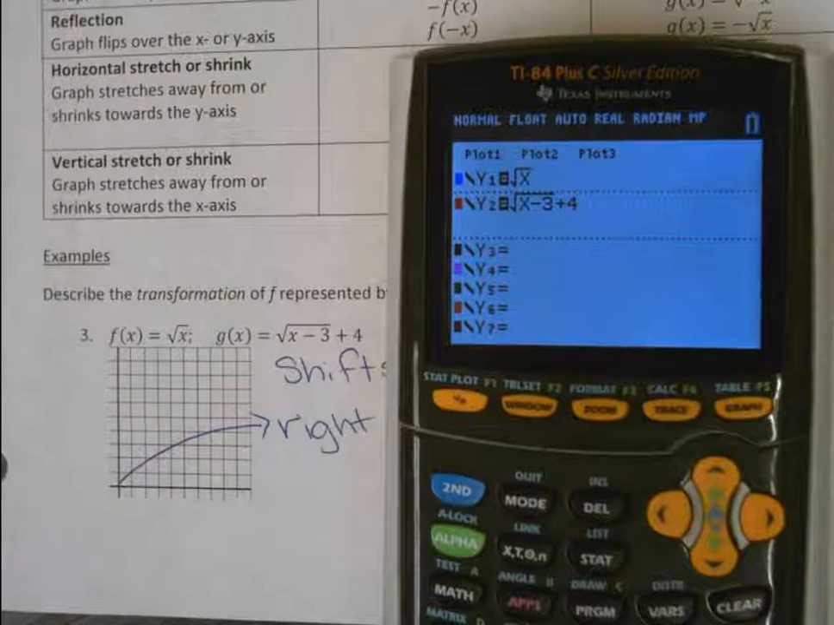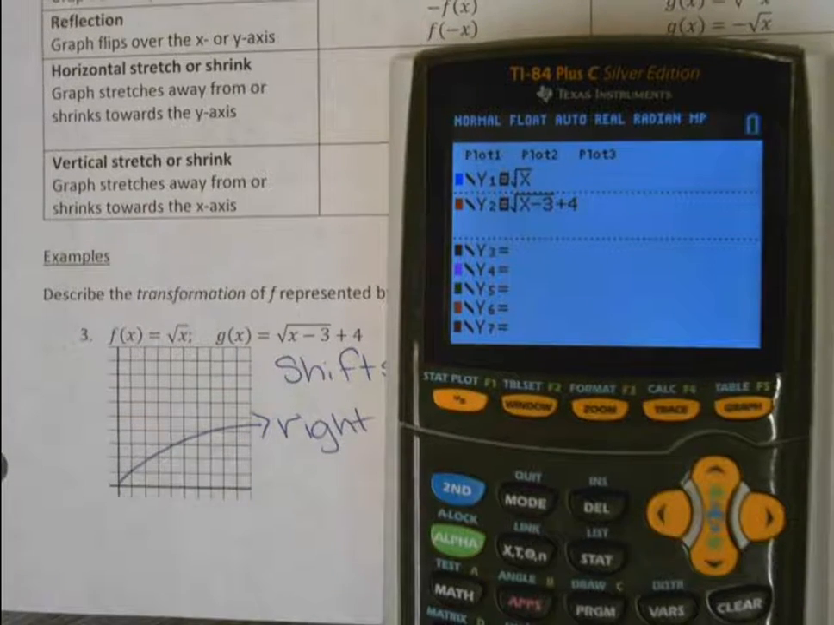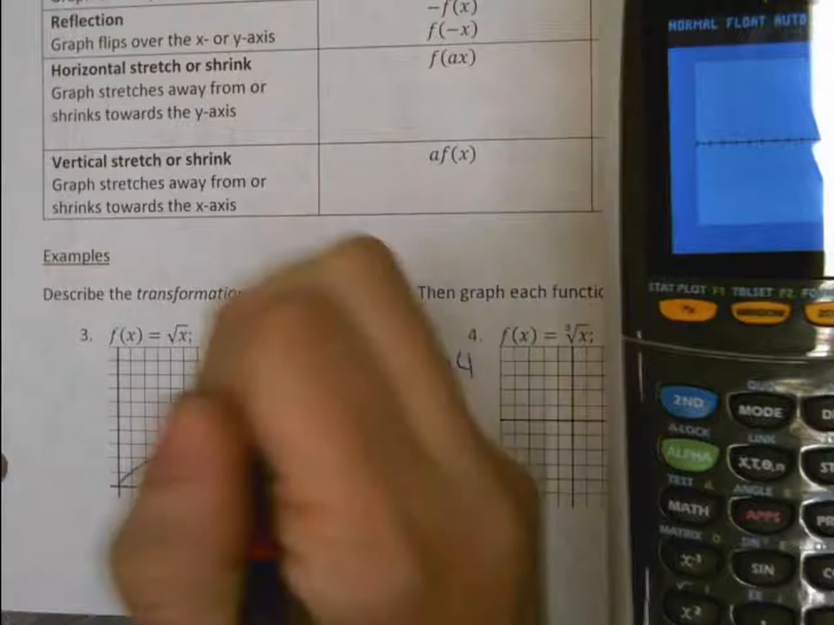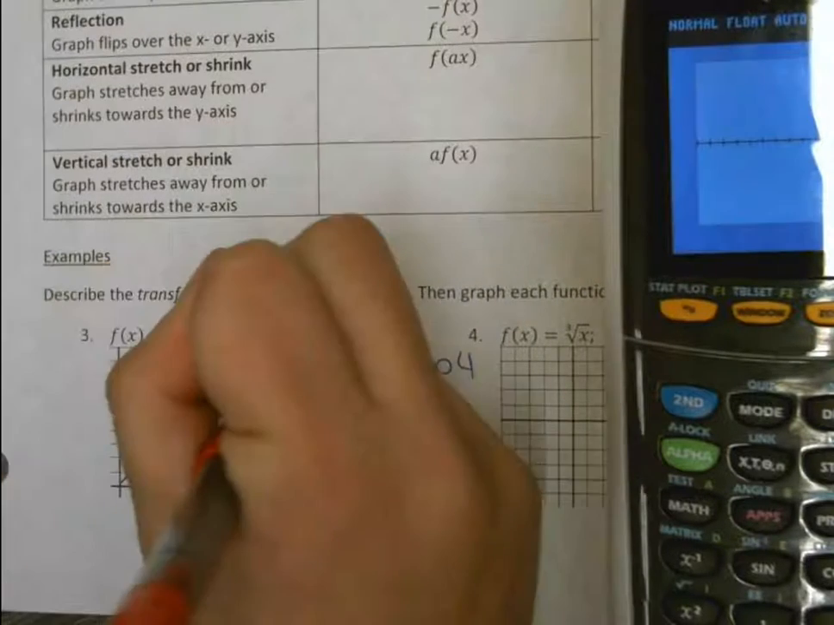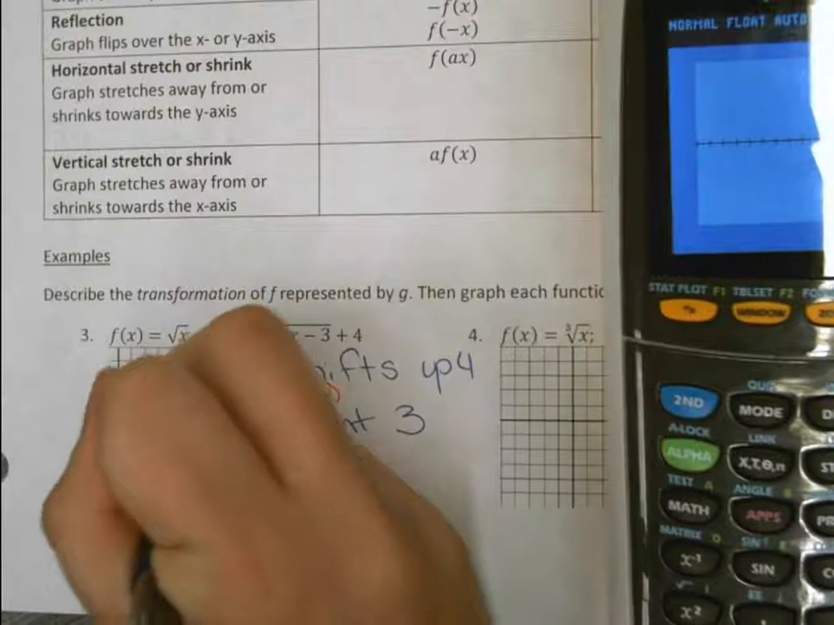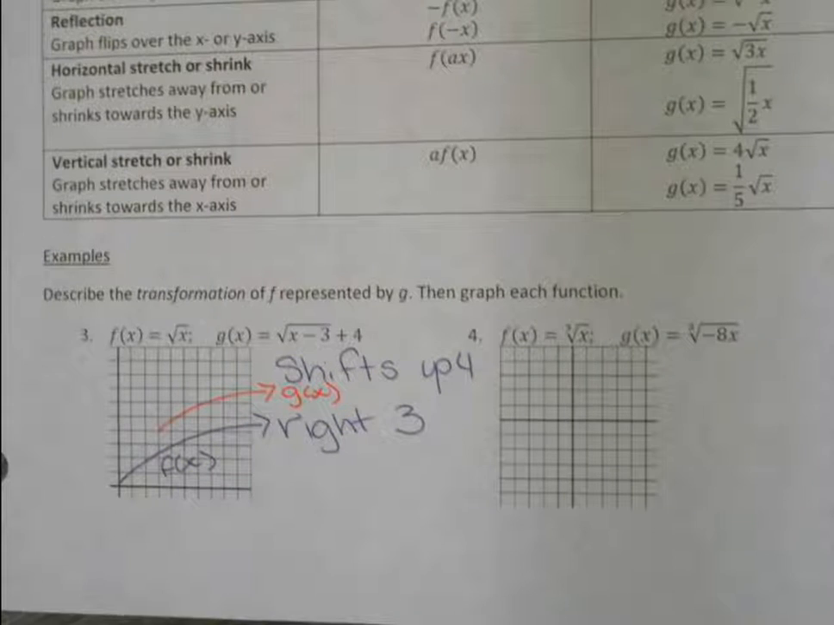So when I type the second one on the calculator, I want to make sure I arrow out of the square root to get the 4 by itself. You just arrow to the right. Okay, then I want to graph this, and if Enid is right, it should go up 4, right 3 for the red one. It looks like she's pretty right. Up 4, right 3. Questions on number 3?